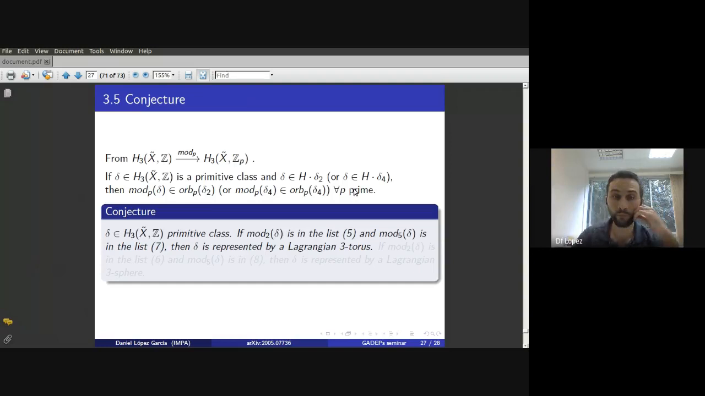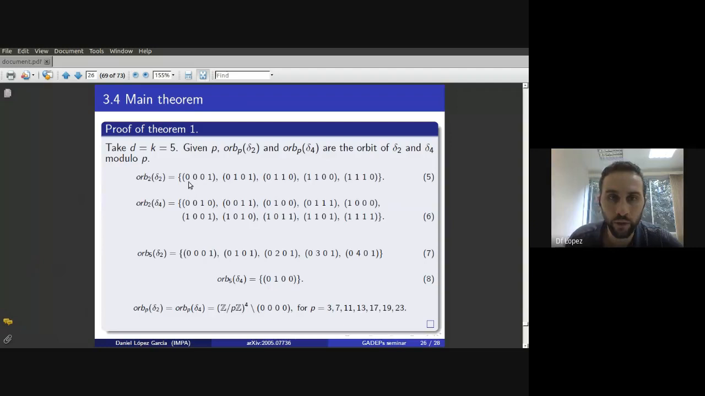And what does it mean? If we consider a primitive class delta in the three homology with integer coefficients, and if modulo 2 of delta is in the list 4, 5, and modulo 5 is in the list 7, then delta is represented by a Lagrangian three-torus. Let me come back to this slide here.